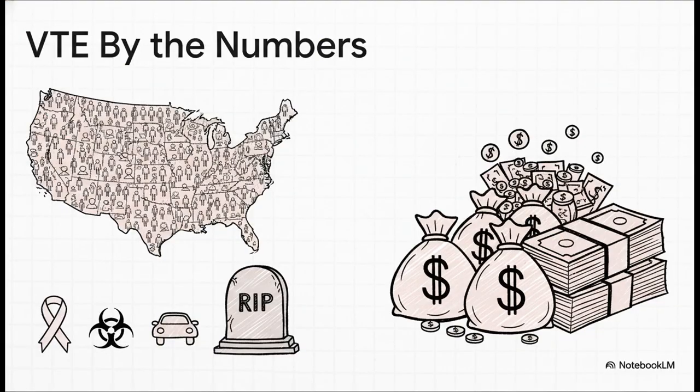And please don't think this is some rare thing. VTE is incredibly common. We're talking up to 600,000 people a year in the US alone. And look at that number of deaths, at least 100,000. That's more than AIDS, breast cancer, and car accidents combined. The cost is astronomical. But it's really the human cost that shows why your role in prevention is so critical.